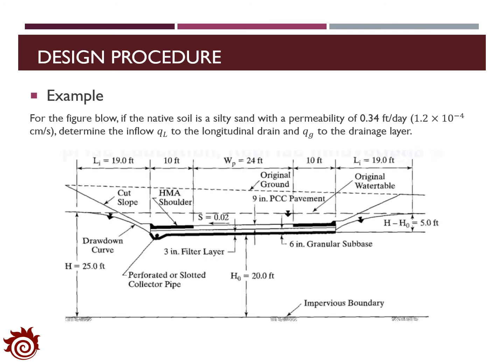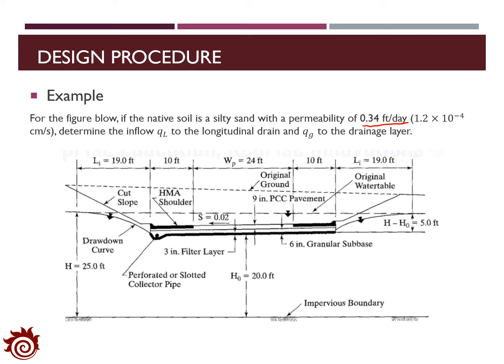Now let's see how we can estimate the groundwater inflow in this example. Here we will use the same pavement structure as the previous example, and we assume that the native soil is a silty sand, and the permeability is set as 0.34 feet per day. That is 1.2 times 10 to the power minus 4 centimeter per second. We want to use all this information to determine the inflow QL and Qg.